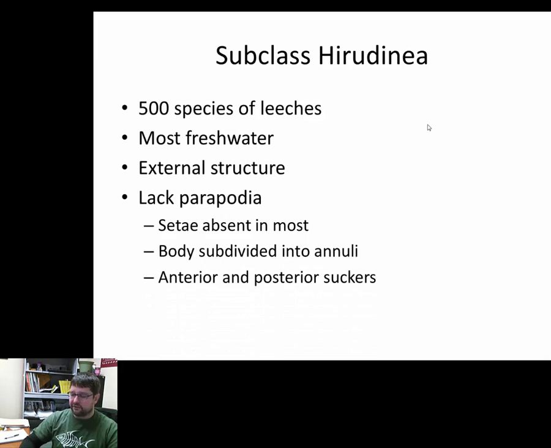They, again, like oligochaetes, lack parapoda. Now, they also lack setae. They lack the little hairs. Now, there are a few species that still have them, but the majority of them lack the setae. Their body is divided into annuli. It's a little bit different than the segments that we see in oligochaetes. And on top of that, they have an anterior and posterior sucker. And so most people know that Hirudinea, the leeches, are parasites.